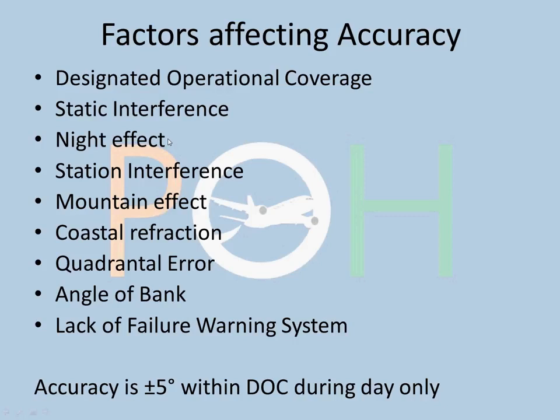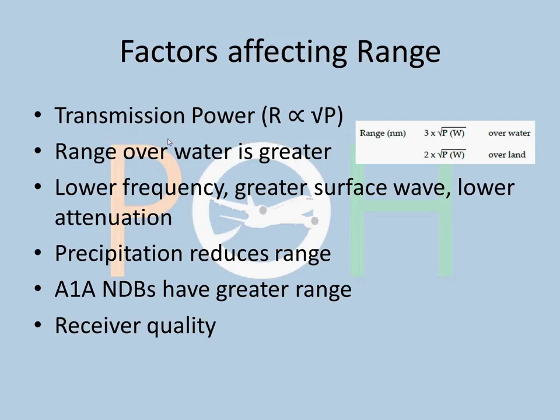And the bottom line is the accuracy required by the CAA, the minimum is plus or minus 5 degrees within the designated operational coverage, which is during day only. All right, factors affecting range of ADF NDB.